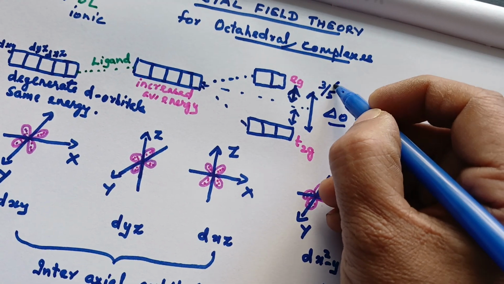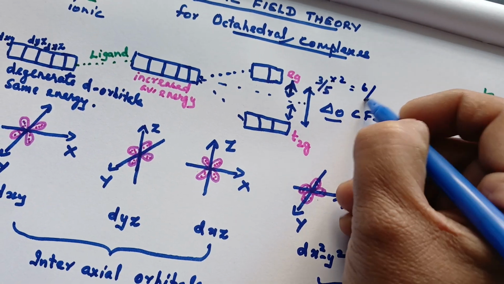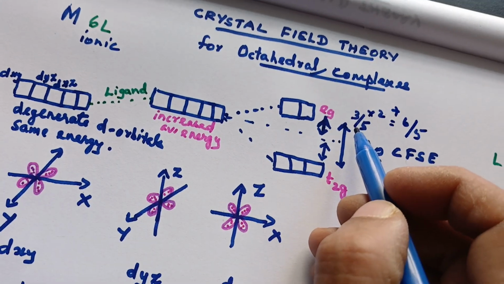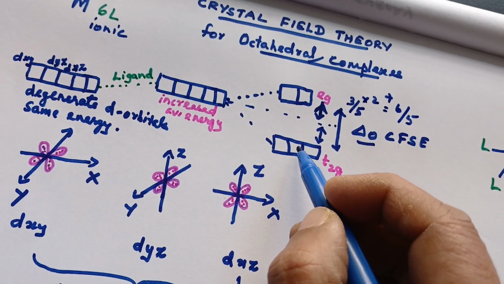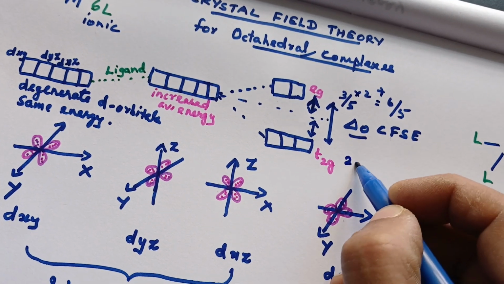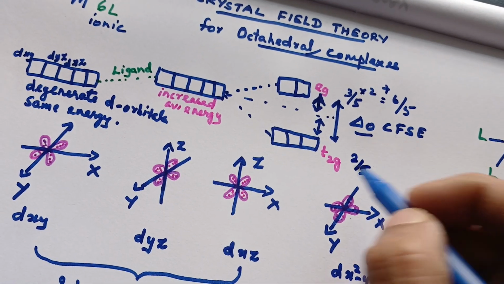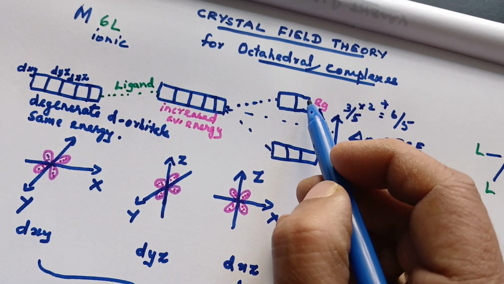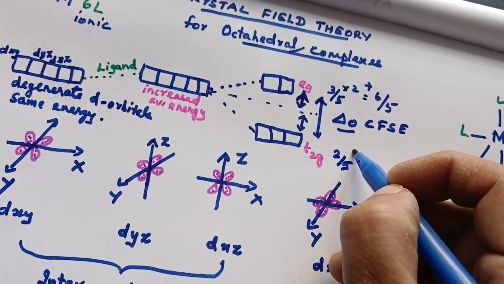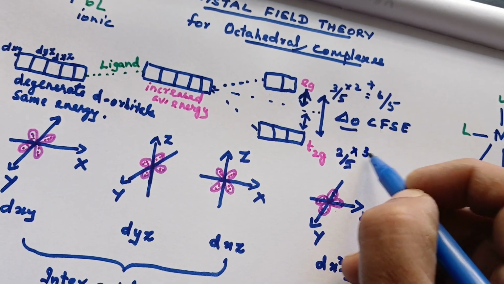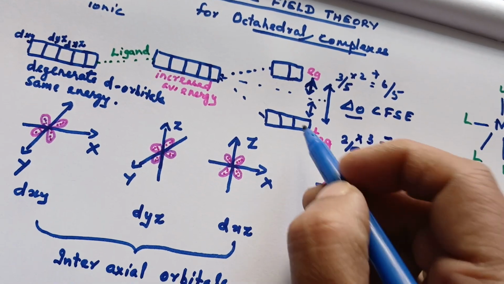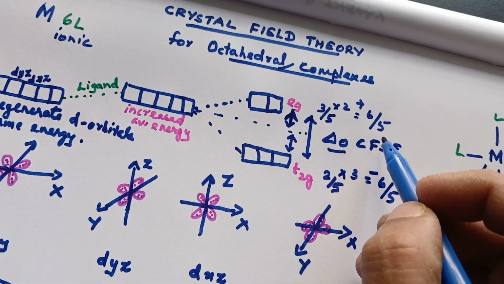That means into 2, that is 6 by 5 for the Eg orbitals, and each of the T2g orbitals is assigned a value of 2 by 5. That is, this much energy is lowered. So into 3 of them, that means 6 by 5. That is minus, it is lower energy, and this is higher energy.